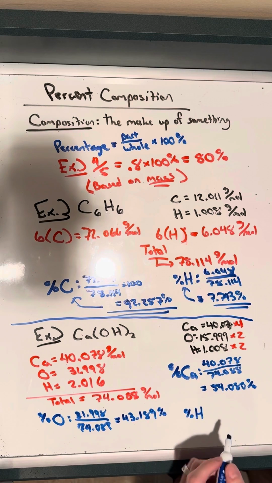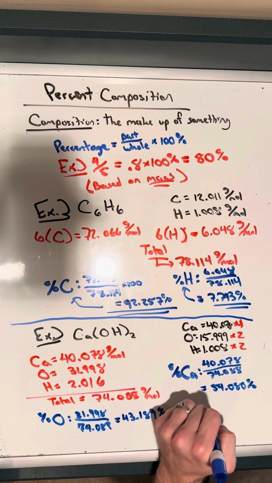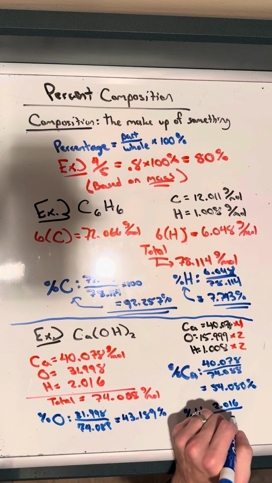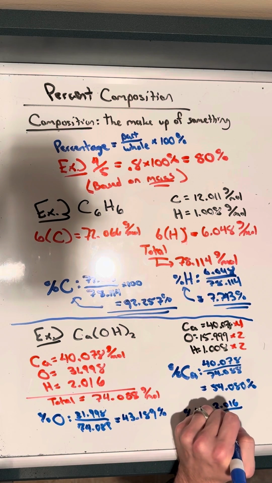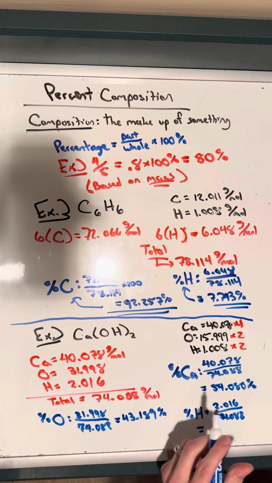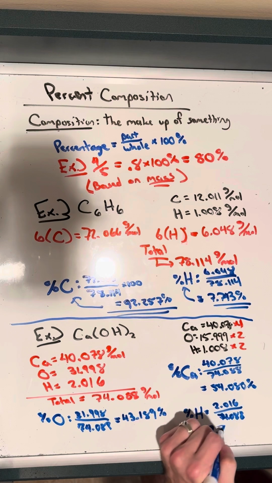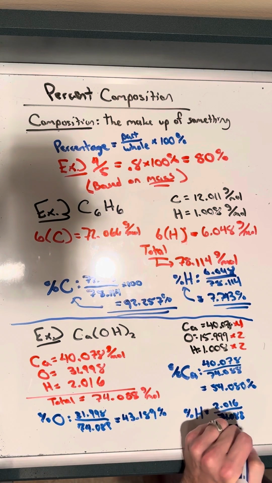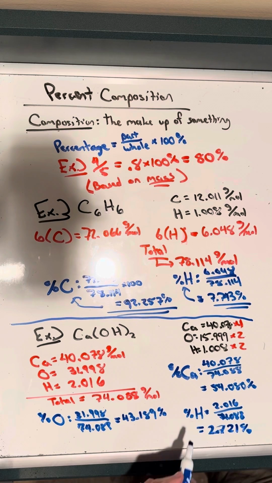Hydrogen is going to be the smallest amount. You guys can probably tell by now. It's going to be extremely small compared to the other two because hydrogen just is not a big atom. Hydrogen is only composed of 1 proton and 1 electron normally. So that's why its atomic mass is so small. Once I take this and I multiply it through, I should get 2.721%. Obviously, this is for hydrogen.